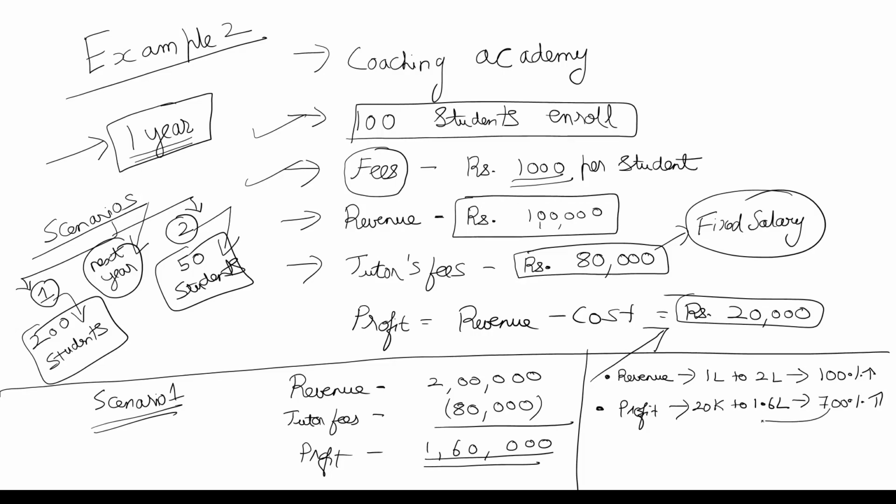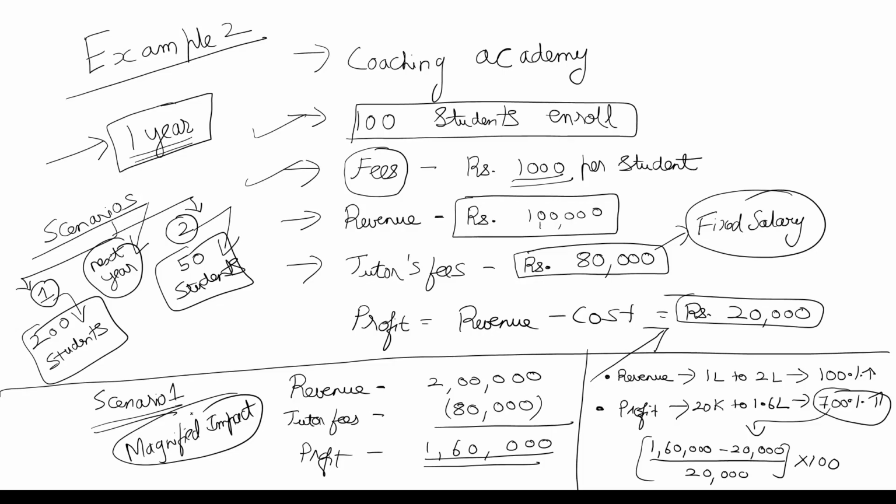Now how do I get the 700 percent? Well, simple calculation. 1,60,000 minus 20,000 divided by 20,000 into 100. So this gives me 700 percent. So let's see what has happened. Revenue increased by 100 percent, but our profit increased by 700 percent. So here again I can see this magnified impact coming back. You can see this magnified impact.